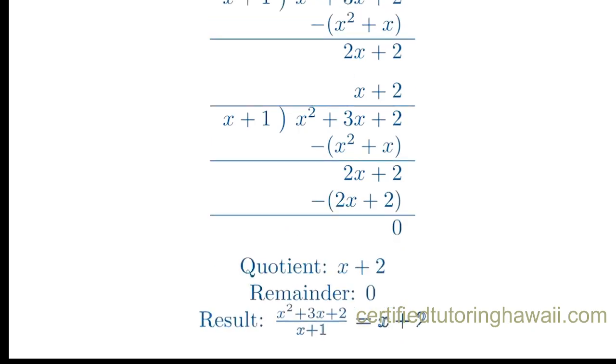The result is a quotient of x plus 2 and a remainder of 0. This means that x plus 1 is a factor of x squared plus 3x plus 2, and their product is the dividend. Polynomial long division is a key tool for factoring and simplifying rational expressions.